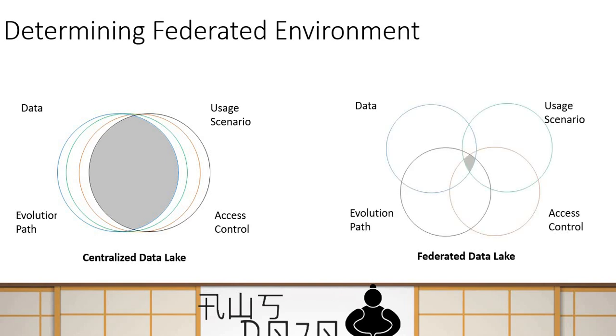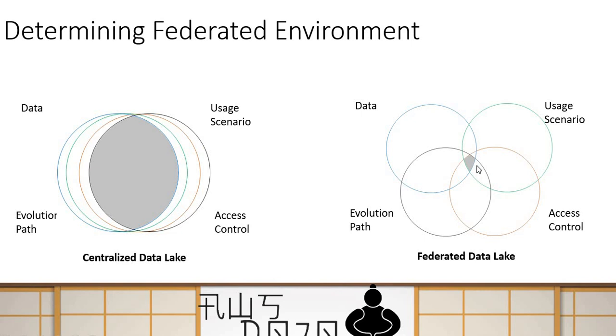But it could be that different sets of people or different departments have mutually exclusive data, usage, access control and evolution path requirements. Like I showed in the second picture, the cross section was very big because the requirements were very common. So it's good to go for a centralized data lake because the requirements are so common. It doesn't make sense to have more than one data lake here.